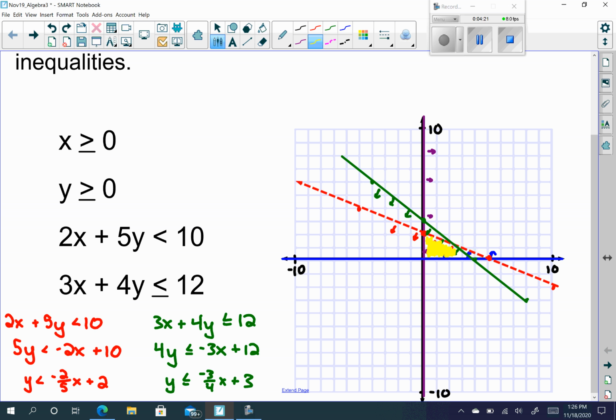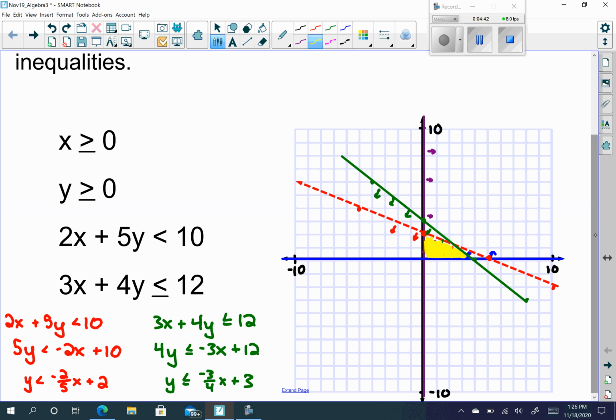But I can only go up to my green line, so it doesn't create a triangle. It is a four-sided figure, so a quadrilateral looking right here. So this area in yellow is the solution region. It's where all four shaded regions overlap. So essentially, this is what we're looking at.